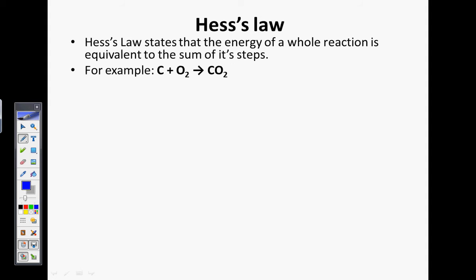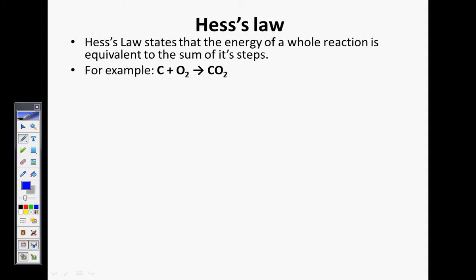For example, if I were to take in my bomb calorimeter a lump of coal, carbon, diamond even, and I were to burn it, I would hope to get carbon dioxide. If you say the combustion of carbon, you would hope to get all carbon dioxide. But actually, in reality, you don't get carbon dioxide. You get a mixture, mostly carbon monoxide.